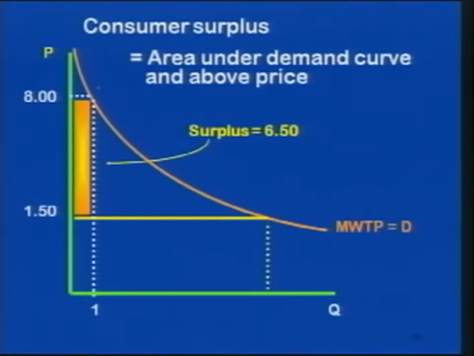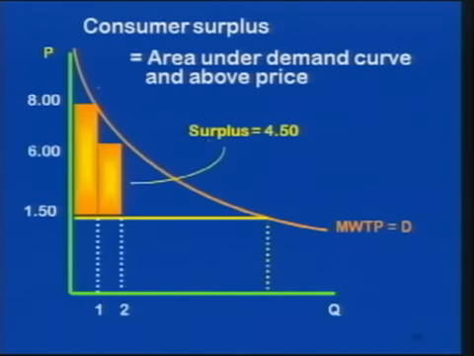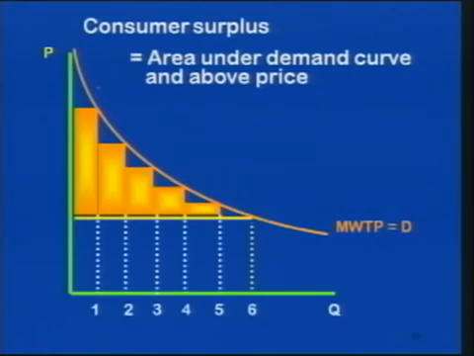The way to do this is, again, I want to just march it through one good at a time. The first good, the person's willing to pay $8, only has to pay $1.50, and so gets this gold area here as surplus of $6.50. The next unit, you get the next gold area, okay, which is $4.50. Next unit, continue on up and you combine them all.